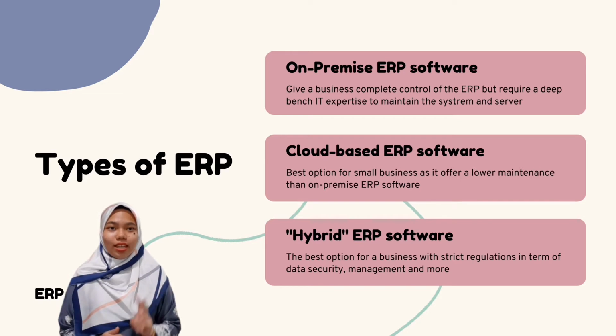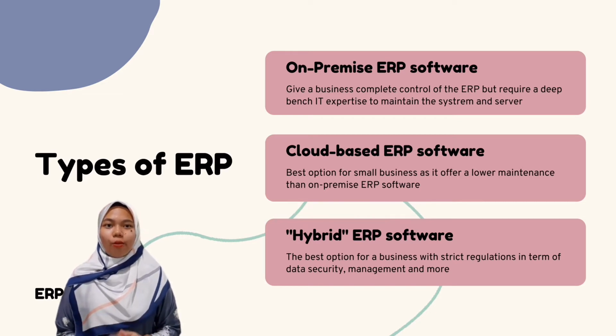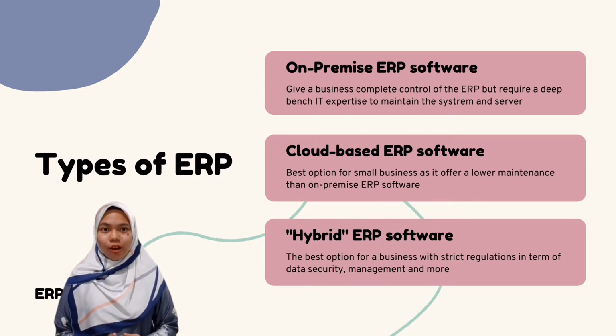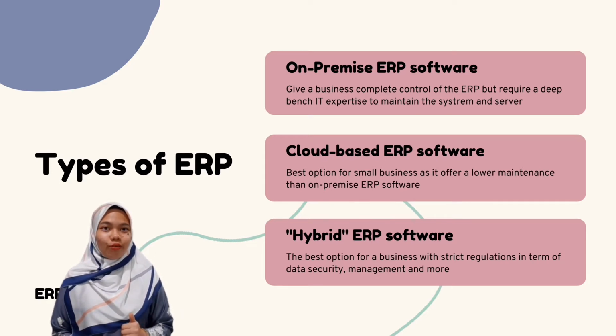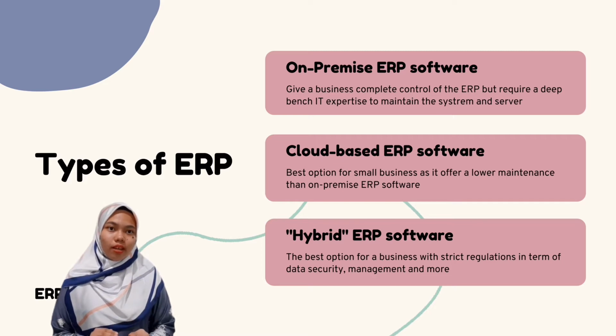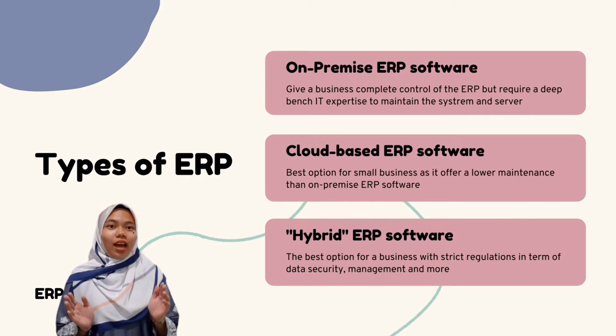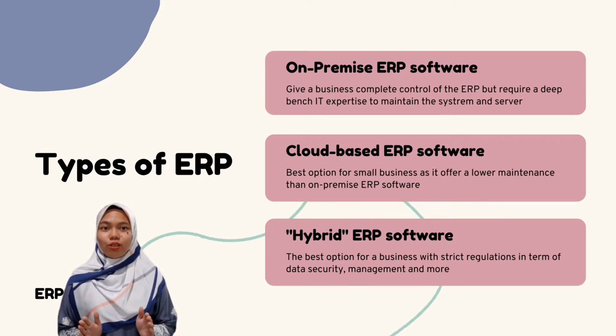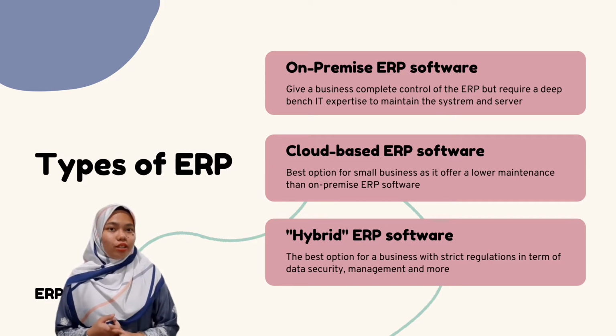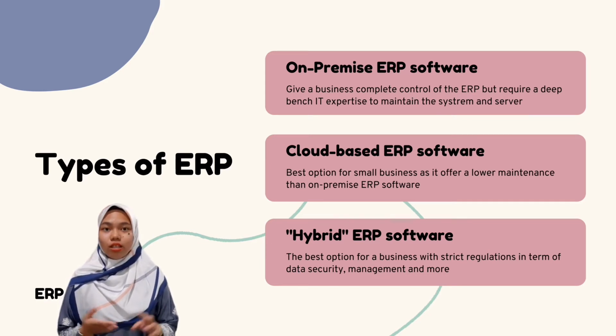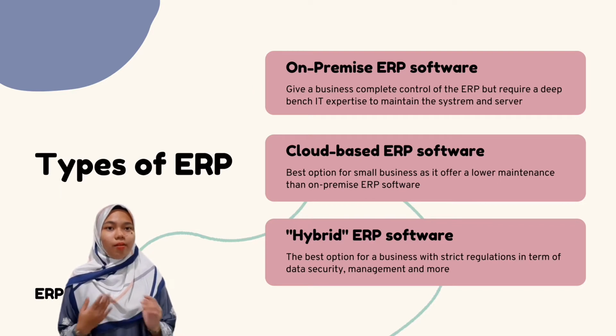The second one is cloud-based ERP software. This type of ERP software is the best option for small business as it is lower maintenance compared to the on-premise ERP software. The third one is hybrid ERP software. Hybrid ERP software is the best choice for organizations that have strict regulations in terms of data security, management, and more.